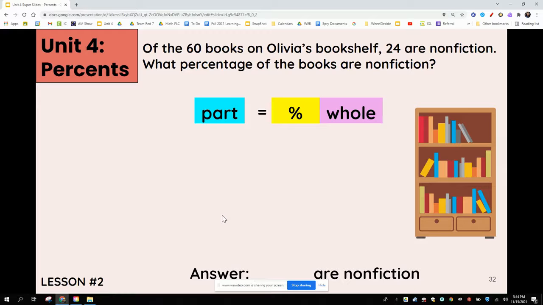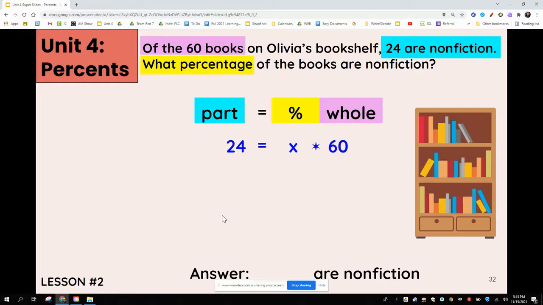Of the 60 books on Olivia's bookshelf, 24 are nonfiction. What percentage of the books are nonfiction? Well, it says of the 60 books. So 60 books is the whole amount of books. So that's the number we're going to use for the whole amount. 24 are nonfiction. That's just a part of the book collection she has. So we're going to put 24 under the part. What percentage of the books are nonfiction? So I don't know the percent.